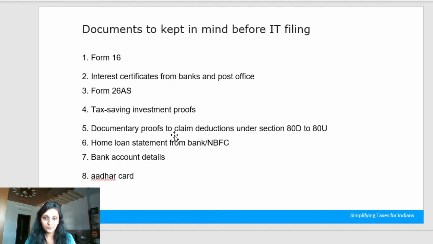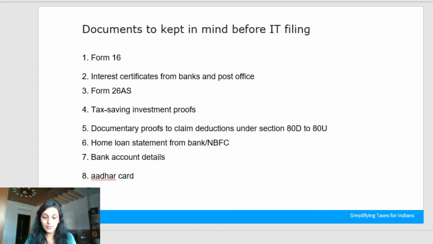So what are the documents you generally have to keep in mind when you are filing your income tax return? First and foremost are your Form 16 and 26AS, which we discussed in detail in the previous slides. Apart from these two documents, you will have the interest certificates. In the interest certificates, if you have a bank statement or passbook, you have to calculate the total amount you earned as interest from your savings bank account, then interest income from fixed deposits, or any TDS certificate issued by your bank.